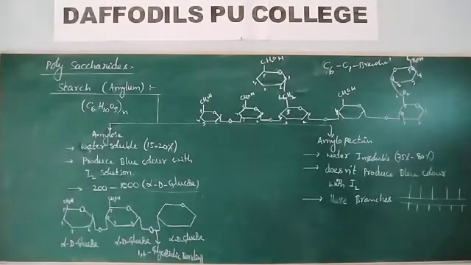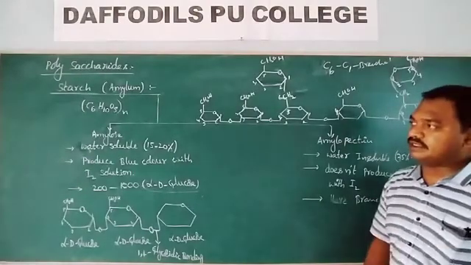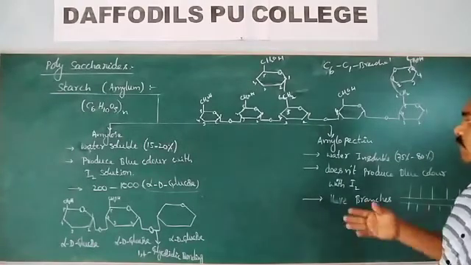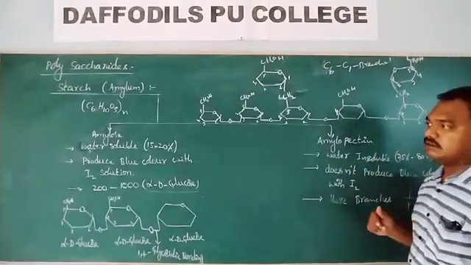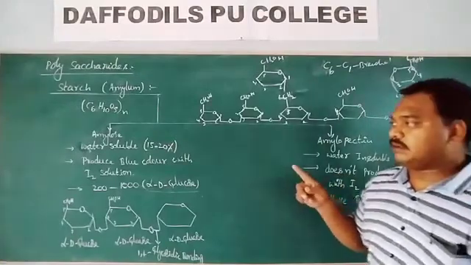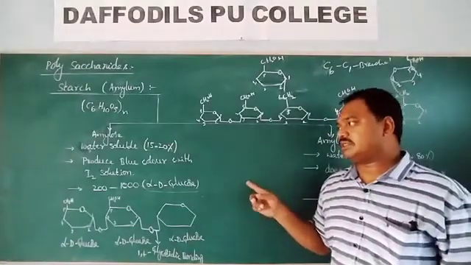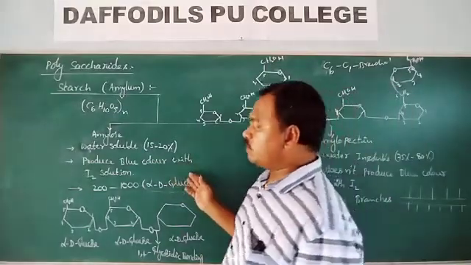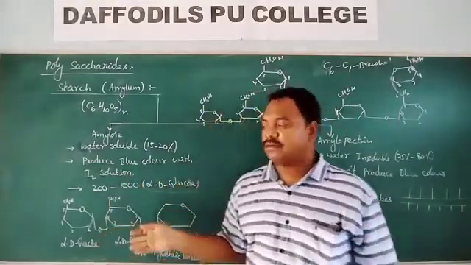So look once again at this starch. Starch, also known as amylum, contains two parts. One is amylose, another one is amylopectin. Amylose is water soluble, digestible, 15 to 20% is present. This amylose will produce blue color with iodine solution.